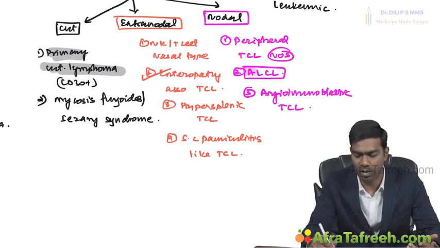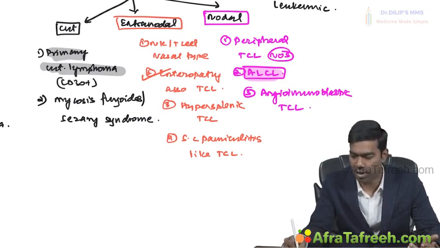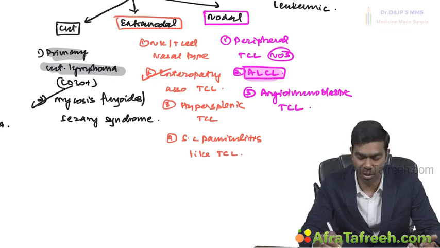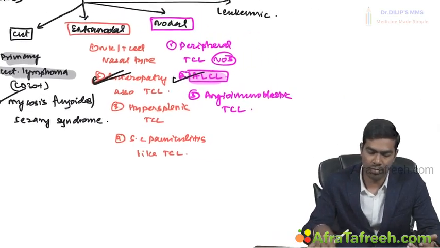But the most important in this group will be the anaplastic large cell lymphoma. I told you one important disease in one entity. Here it is the primary, here it is the mycosis fungoides and Sézary important. Here it is the enteropathy associated T cell lymphoma. In this group, the ALCL is the most important, anaplastic large cell lymphoma.